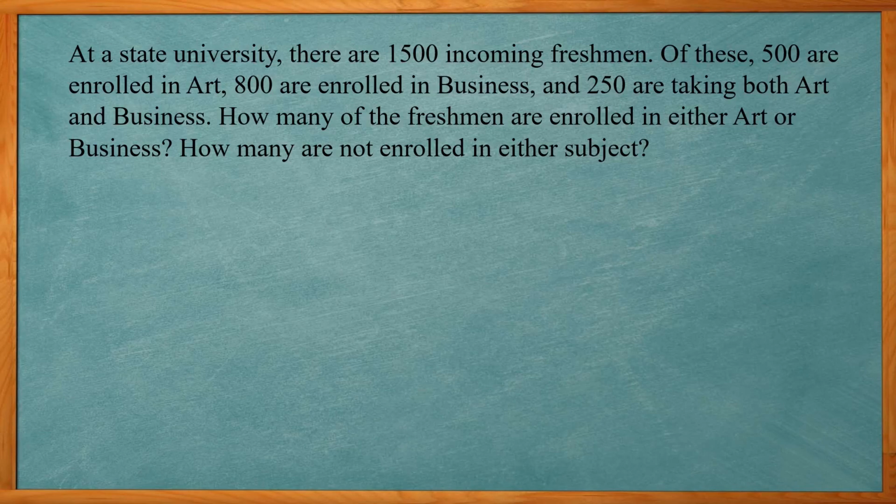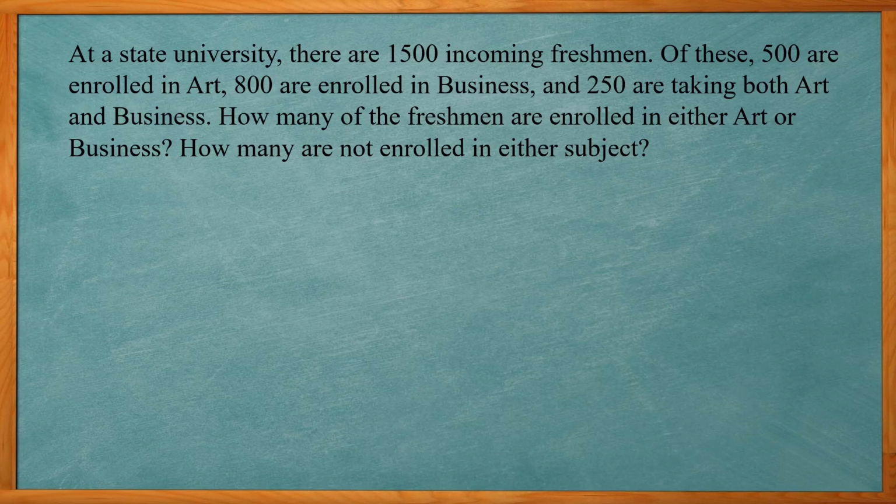So the problem says, at a state university, there are 1,500 incoming freshmen. Of these, 500 are enrolled in art, 800 are enrolled in business, and 250 are taking both art and business. How many of the freshmen are enrolled in either art or business? And how many are not enrolled in either subject?